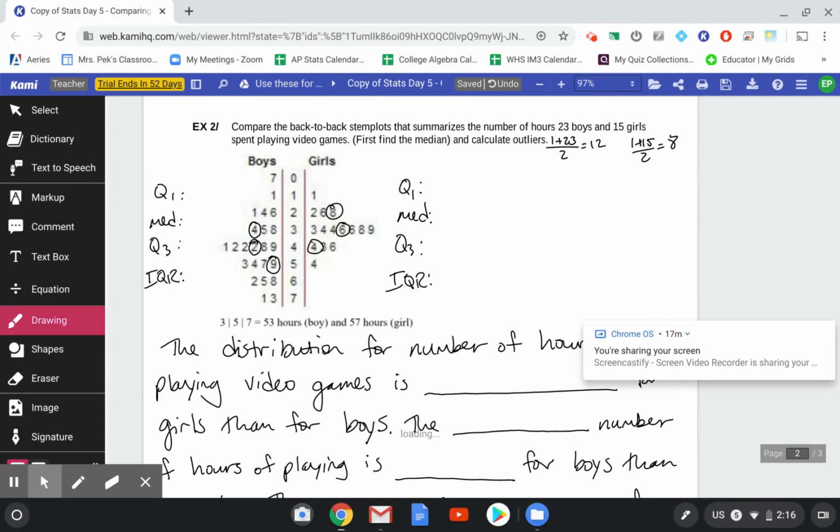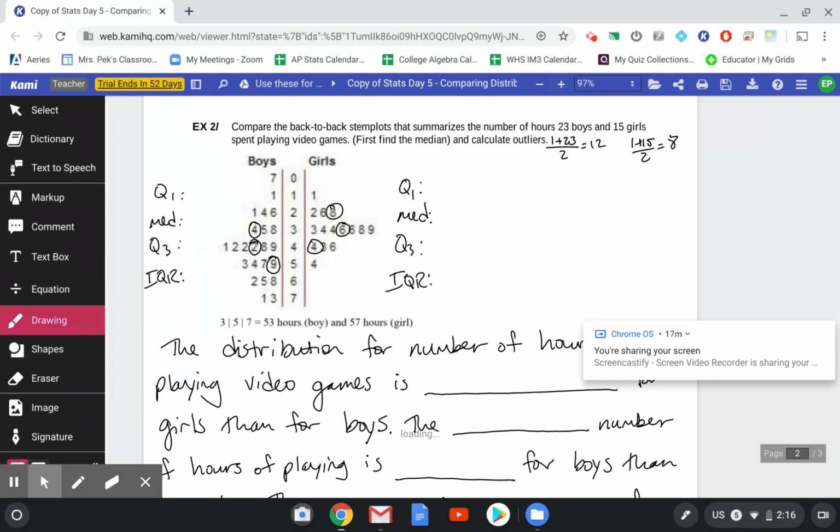So, compare back-to-back stem plots that summarize the number of hours 23 boys and 15 girls spent playing video games. So the first thing we want to do, because we're going to want to talk about the shape, center, spread. So for the center and spread, we want to use the median and the IQR. Now, granted, we could plug these into a calculator, find the mean and the standard deviation, but the median and the IQR are kind of easier to deal with, so we're just going to use those.